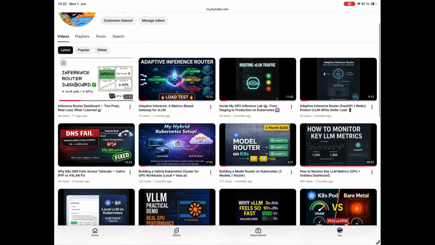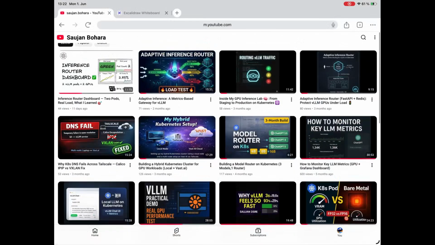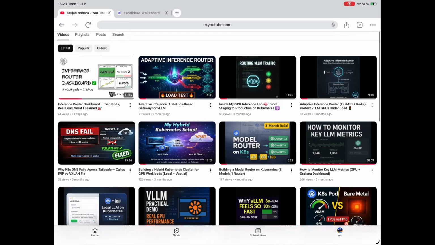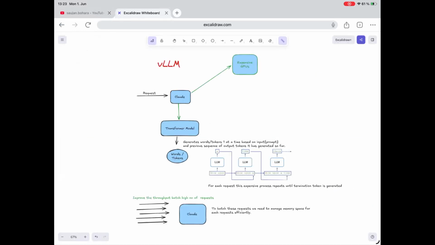If you go through my previous videos, you've seen that we have done a couple of tests on why vLLM is fast. In one scenario, we saw that running the same prompt with vLLM gave us the response in 3 seconds versus 19.6 seconds. And then we have this inference router dashboard that was built in my last video where we looked through the KV cache utilization and such. But what exactly are those things? I'll try my best to address these things in this video.